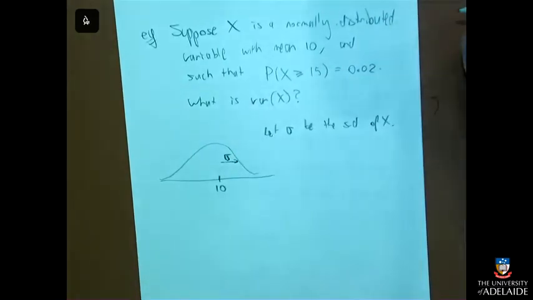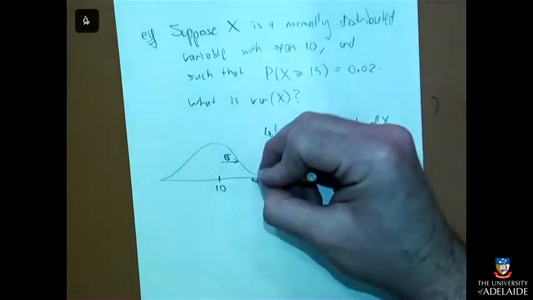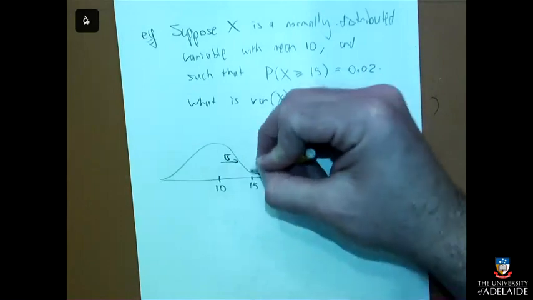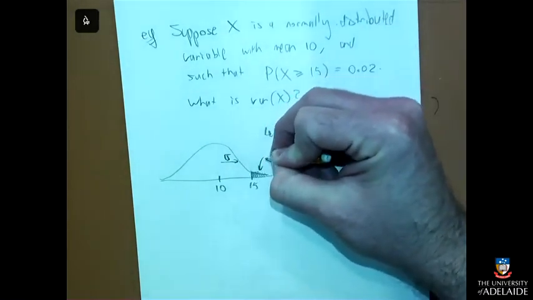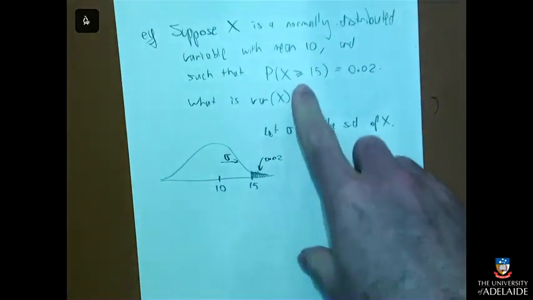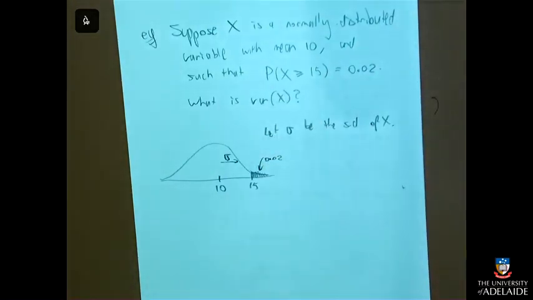So there's my diagram. And I know that if I put 15 here, this area is 0.02. Because that's the information I've been told with this probability here. Now, I can't do the inverse normal distribution. I can't do like norm-inv if I don't know what the standard deviation is. So R is not going to tell me the answer.